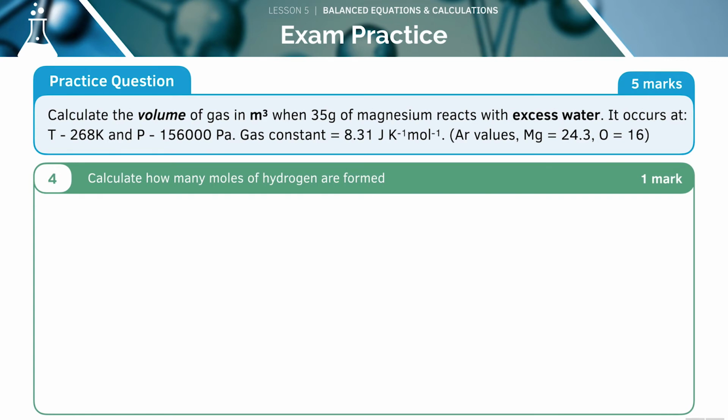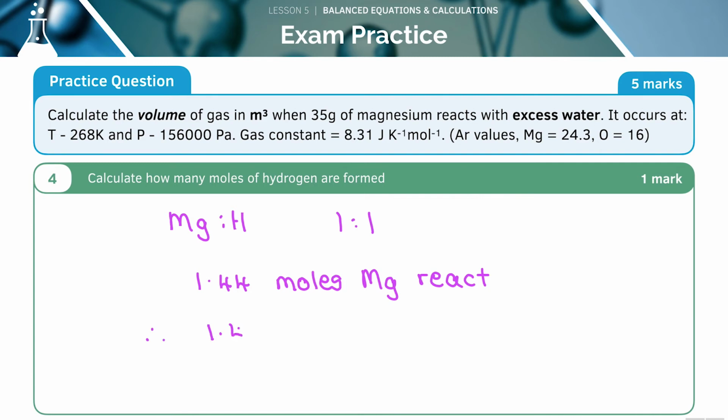Now we can calculate the moles of hydrogen that are formed. So the ratio of magnesium to hydrogen is 1:1. This means if 1.44 moles of magnesium react, it must mean that 1.44 moles of hydrogen are formed.